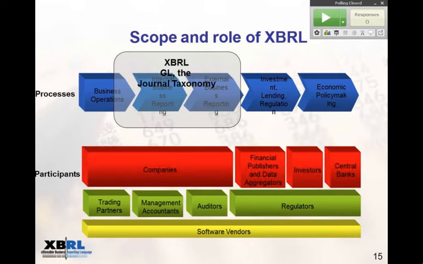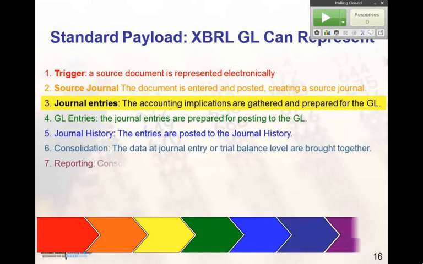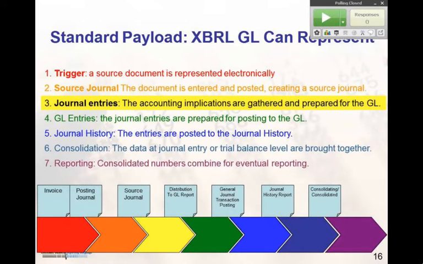And so Eric actually created some examples. And I like this chart of his because it thinks the way you think. Trigger, what starts the thing? A source document is represented electronically. Then, what happens in accounting? Journal, the document is entered and posted. This is traditional stuff. Is someone there keying in? And then what happens? The journal entry is created, and then those journal entries of the different subledgers go into the general ledger. Okay?